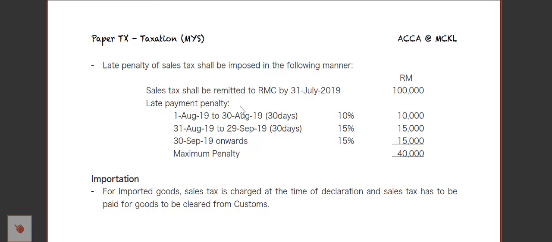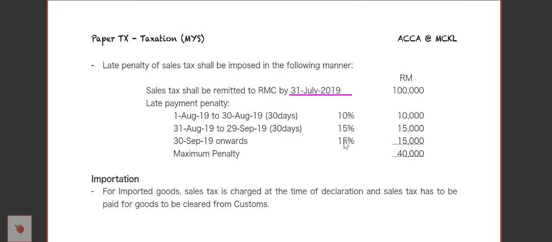Now, assuming you're supposed to remit your sales tax to the customs by 31st July 2019, and assuming your sales tax is supposed to be 100,000. This is how the penalty for sales tax is computed. The first 30 days after you're late, you will be imposed 10%. The next 30 days, you're going to get another 15%. And after that, it will be the final 15%.